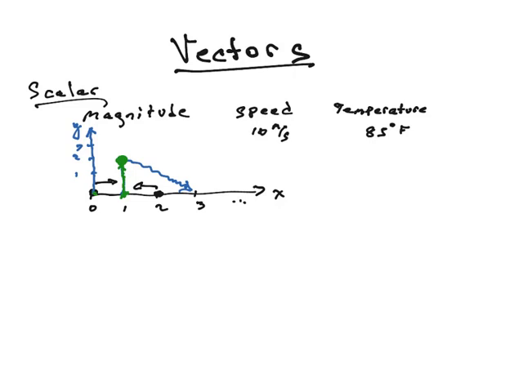So I would say the position of this object is given in kind of a coordinate pair. It's 1 meter in x and 2 meters in y. So I have to give you two pieces of information because we're in 2 dimensions. And of course, in 3 dimensions, I'd have to give you 3 pieces of information, and so forth.